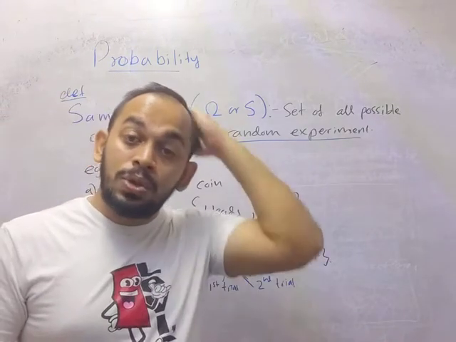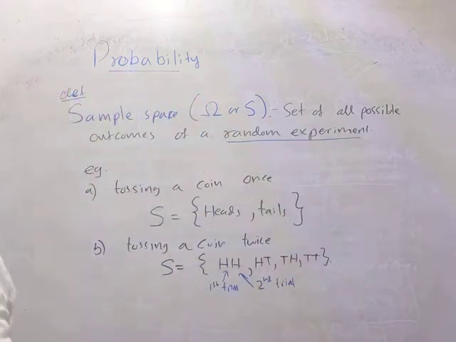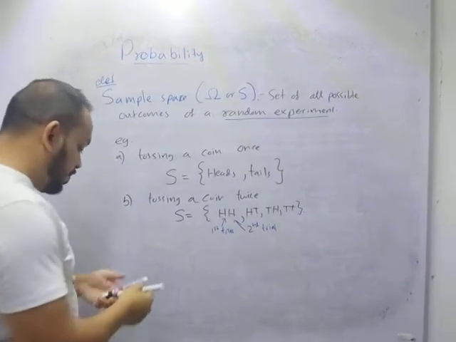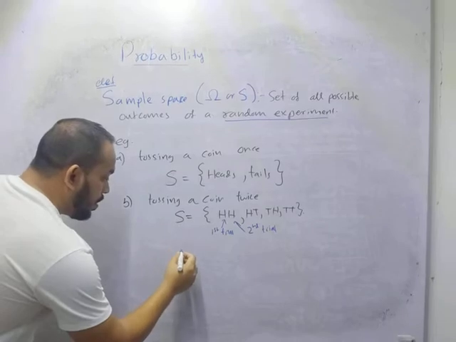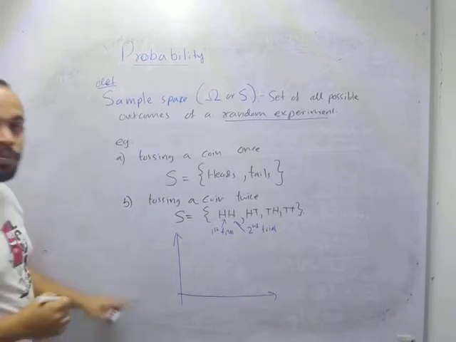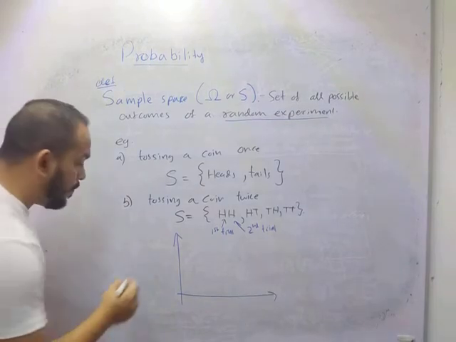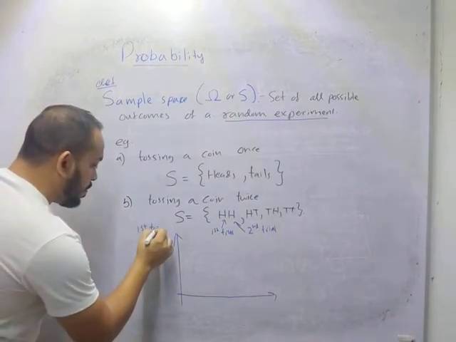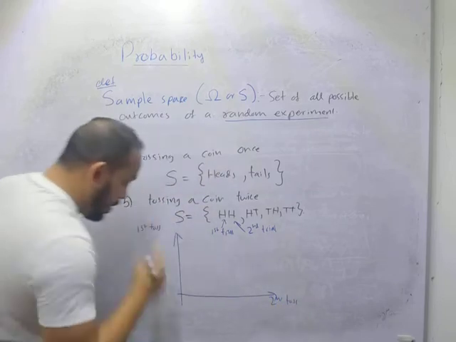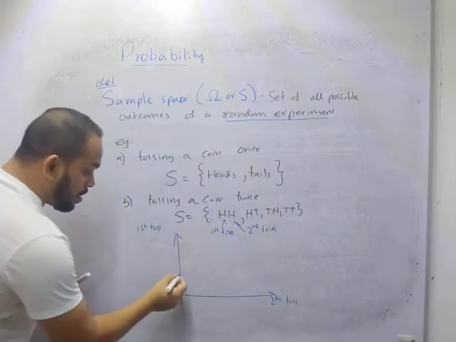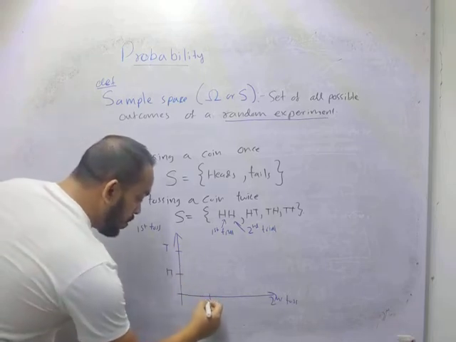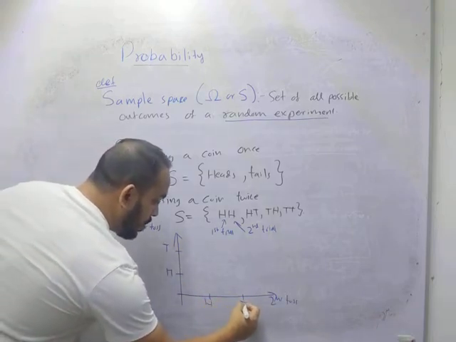The second method is to use a space diagram, a sample space diagram. Let me show you that. Okay. We can represent the same thing. First toss, second toss. Right. So on the first toss, you can get either heads or tails. On the second toss also you can get heads or tails.